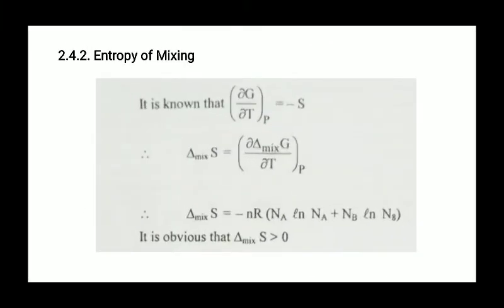Entropy of mixing. It is known that dou G upon dou T is equal to minus S. Therefore, delta S mixing is equal to minus dou delta G mixing upon dou T at constant pressure. Therefore, delta S mixing is equal to minus nR (Na ln Na plus Nb ln Nb). It is obvious that delta S mixing is greater than 0.